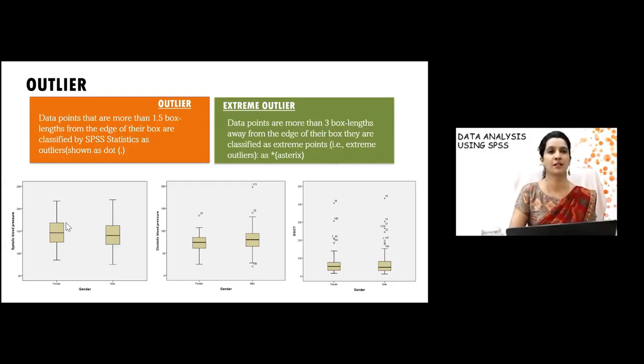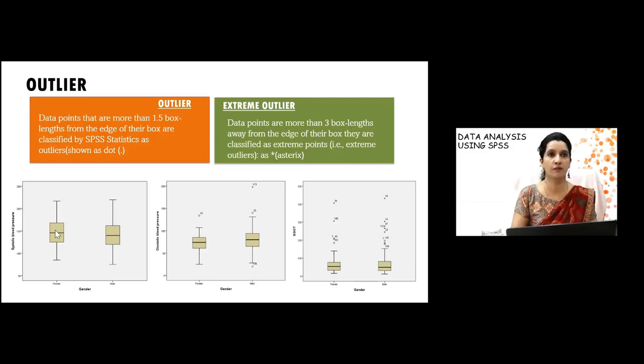So this is the normal length of the box plot, from this to this, right? If the data is more than 1.5 box plot lengths away, and SPSS does this in the background, then that data is lying outside the box plot length. So SPSS defines that data as an outlier.